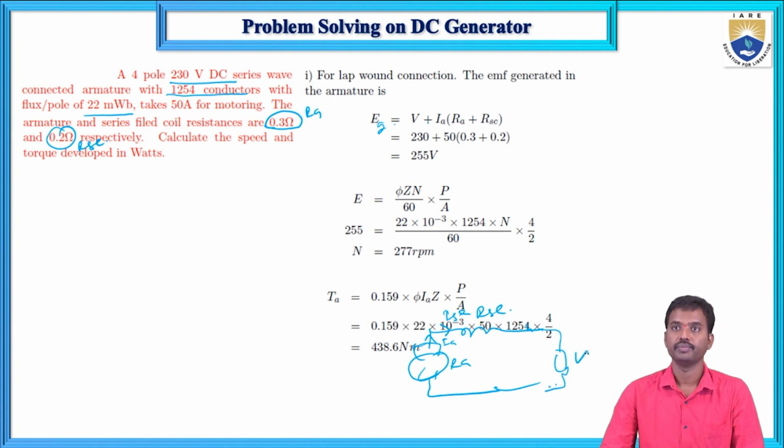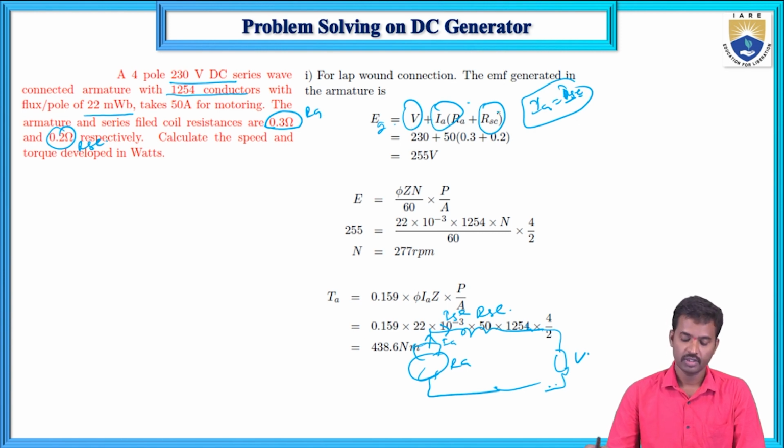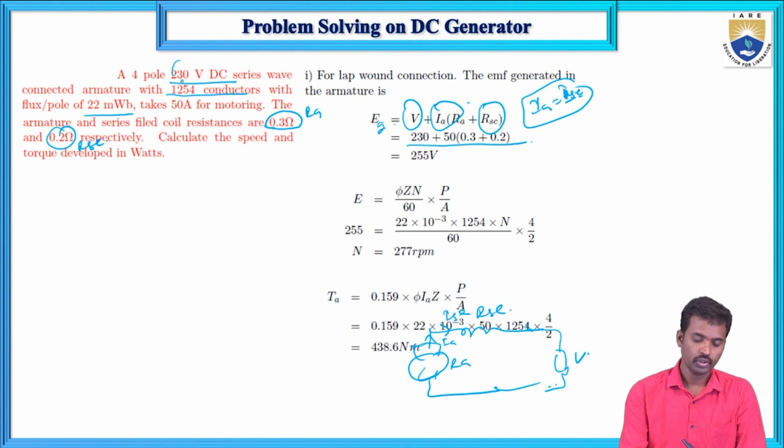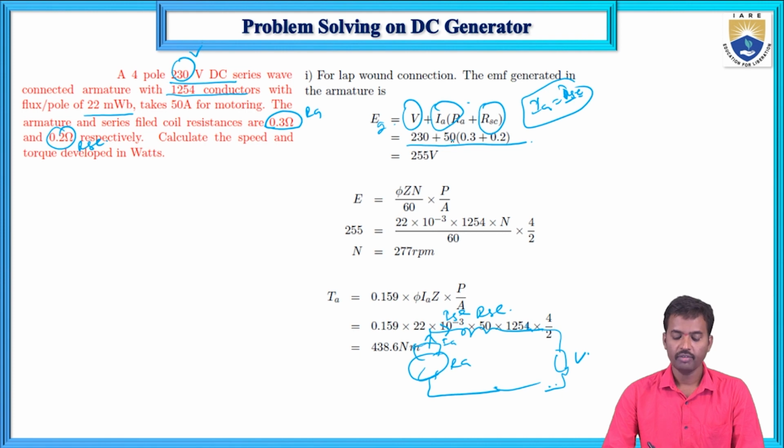This is V. So V plus IaRa plus I series R series, but Ia equals I series. Same thing here: V plus Ia common Ra plus R series equals 230. This one 230 V and 50 times 0.3 plus 0.2 equals 255 volts.